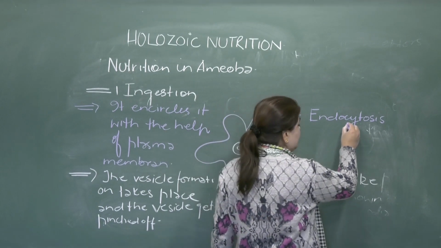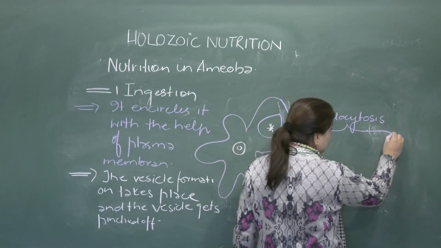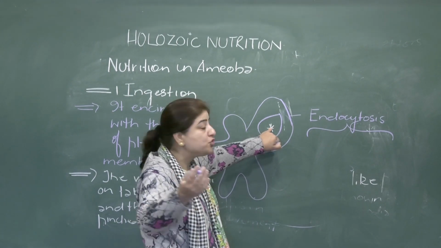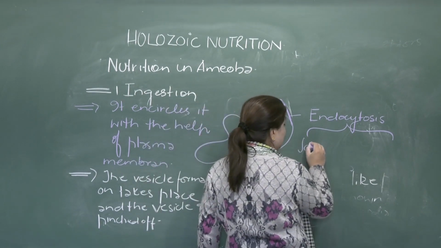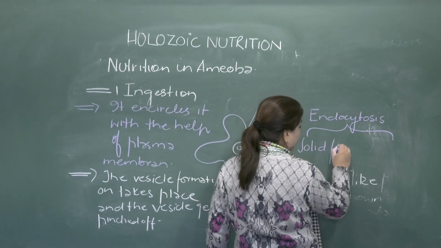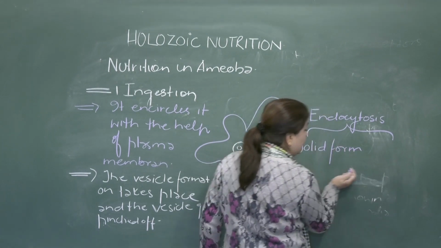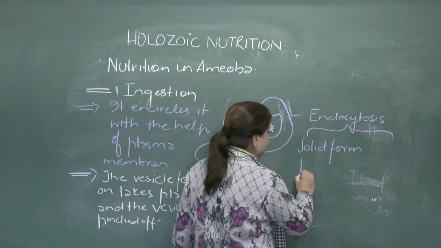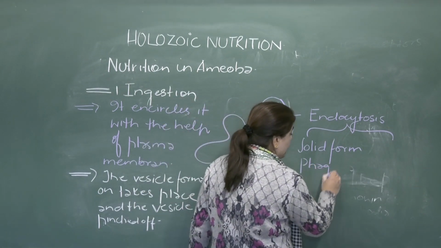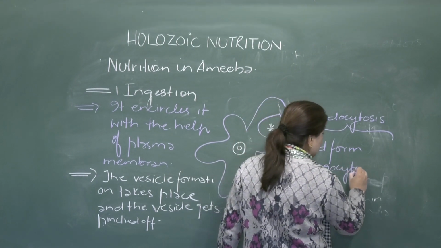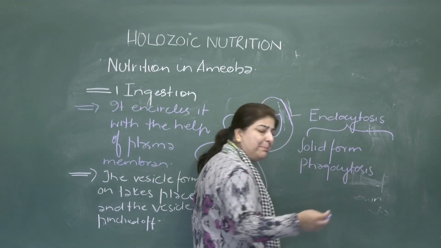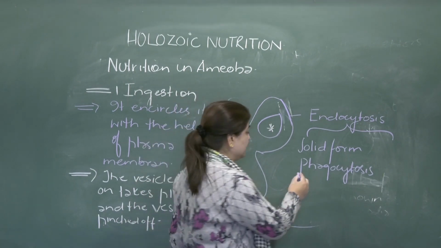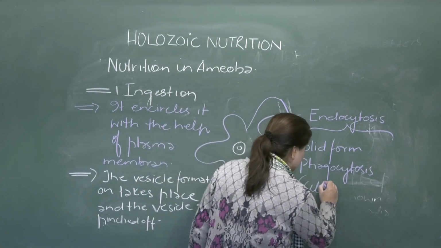Now this endocytosis can be further classified. If the food taken in is in solid form, then the process is termed as phagocytosis. In simpler terms, phagocytosis means cell eating.